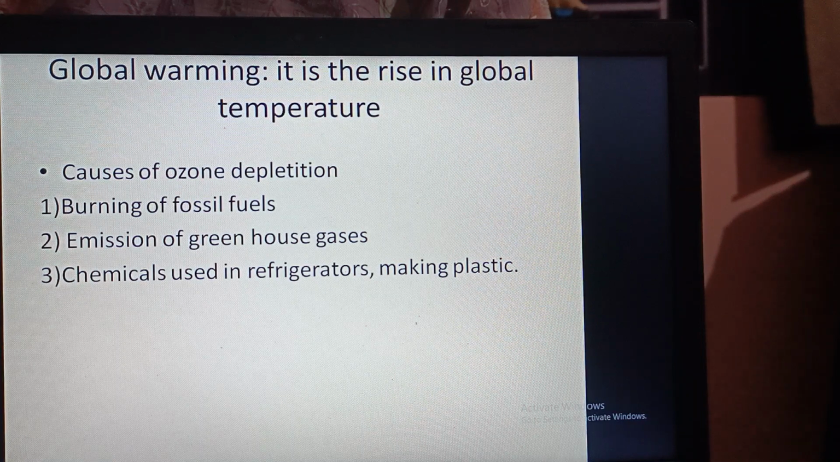Next, global warming. What is global warming? It is the increase in temperature globally, or you can say the rise in global temperature. Now, what are the causes of ozone depletion? Burning of fossil fuel, emission of greenhouse gases, chemicals used in refrigerators, etc. The chemical used in aerosol sprays, refrigerators and making plastic cartons contains a harmful chemical called chlorofluorocarbons. When refrigerators are in use, the CFCs are safely contained in them. But when the refrigerators are thrown away or broken up, the CFCs are released into the atmosphere.